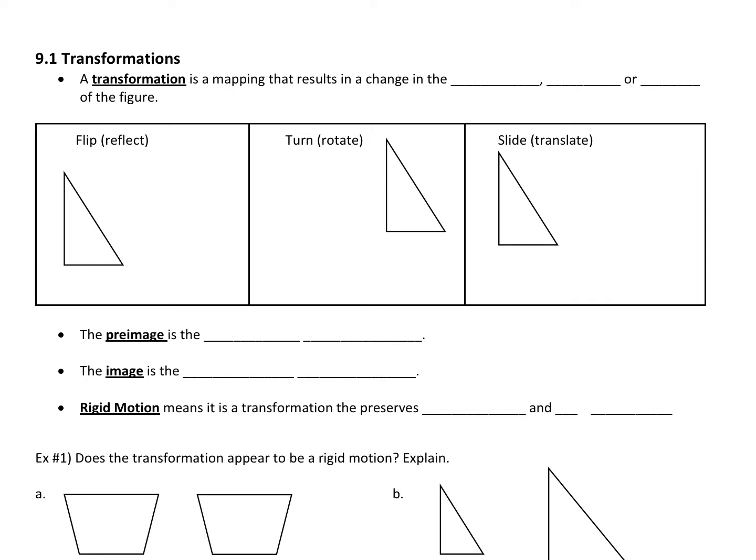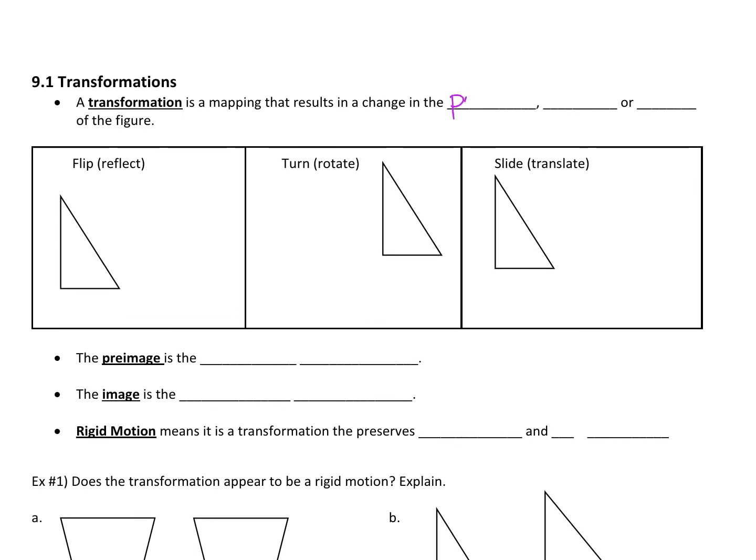Okay, so a transformation, we call it a mapping. When you see a mapping, it's basically I took this and I put it here. I took this and I mapped it onto this other place, okay? So it's a mapping that results in a change in either the position, the shape, or the size of some figure. So it can change the position of it, the shape of it, or the size of it.